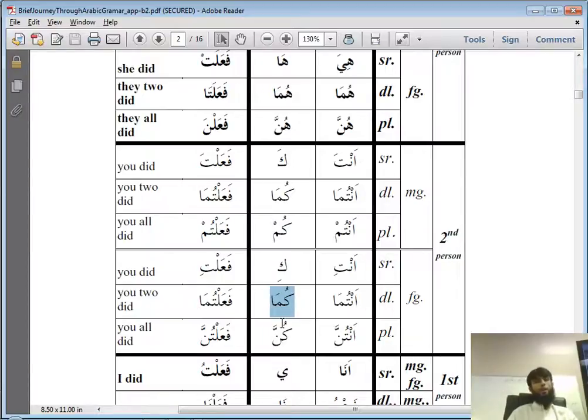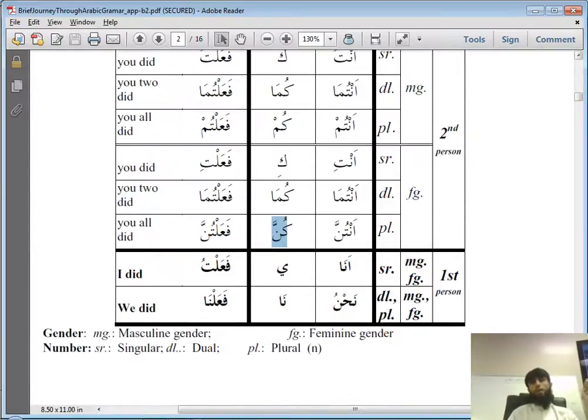Kuma for two, and kunna for female plural. Okay. And when you're talking about mine, you use the i. So that's why you see Rabbi. Okay. Or when you're talking about us, we say Rabbana. So this is the difference between nahnu and na. Okay.